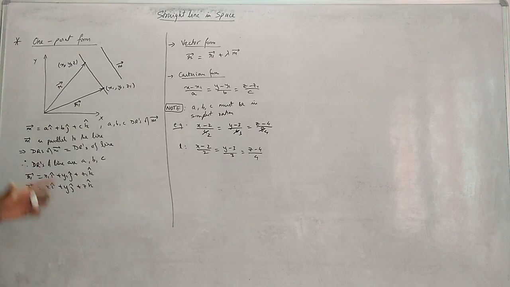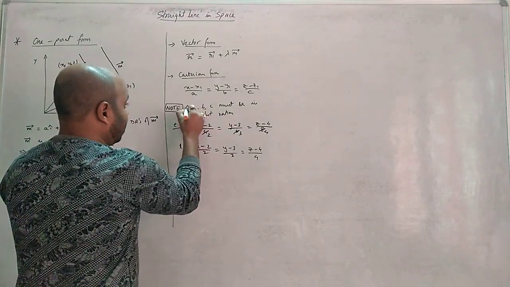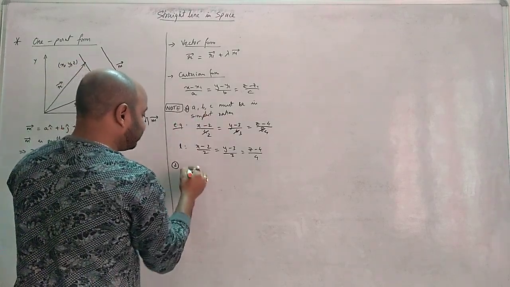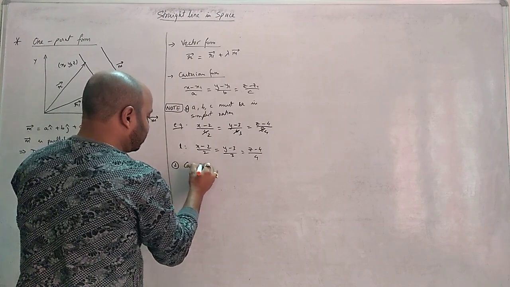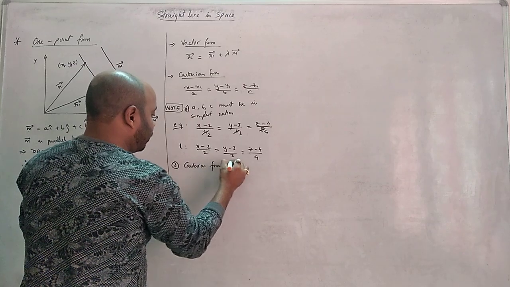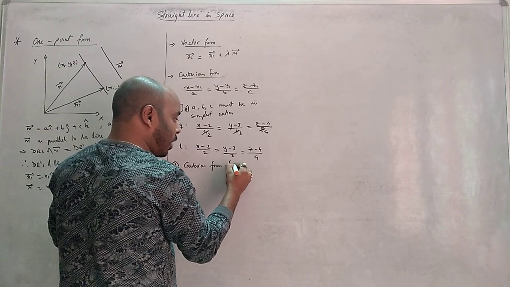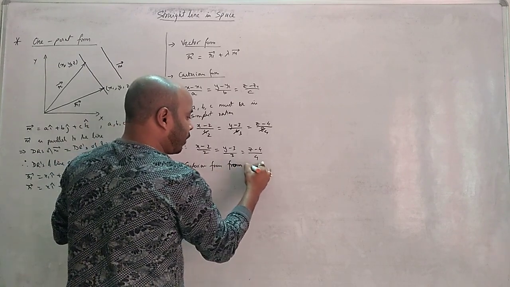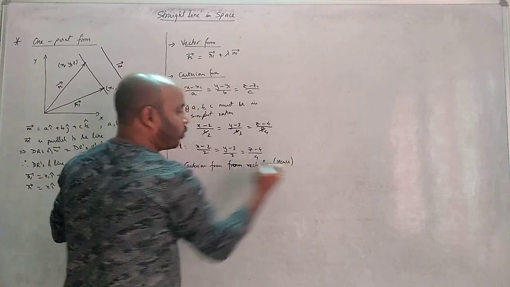Hence मतलब वेक्टर फॉर्म से कार्टेशियन फॉर्म लाना है. Try to understand. तो ये हो गया नोट के अंदर फर्स्ट पॉइंट. ओके, नोट के अंदर सेकंड पॉइंट, Cartesian form from vector form. ओके, यहाँ पे हेंस वर्ड मिलेगा आपको क्वेश्चन में.